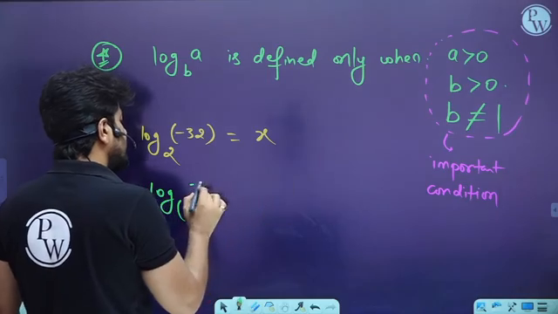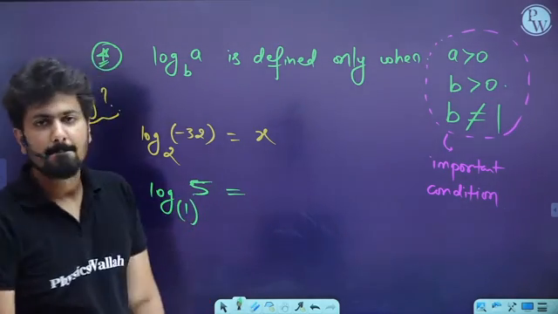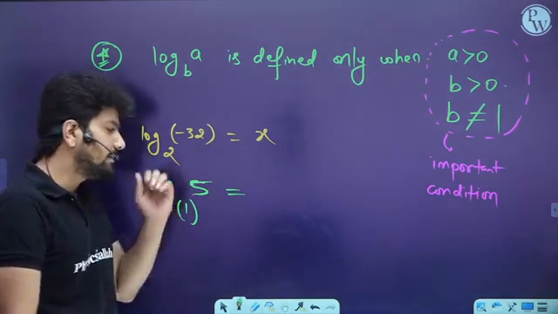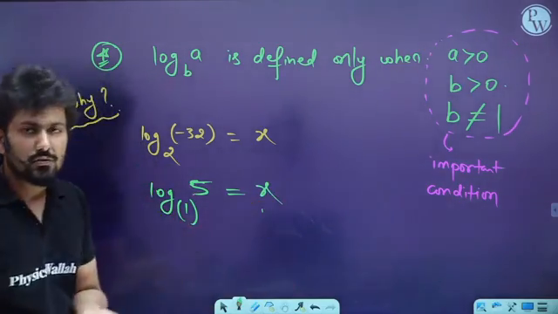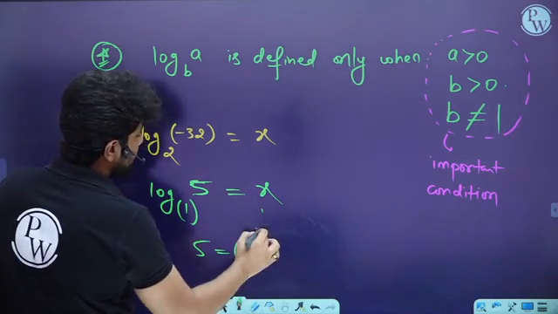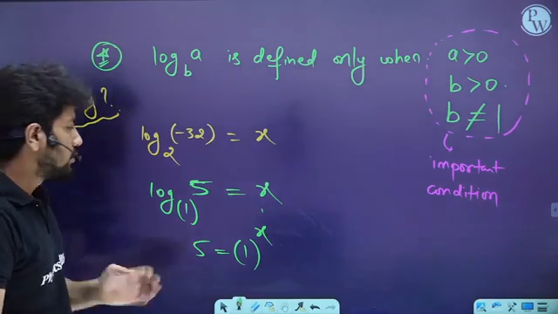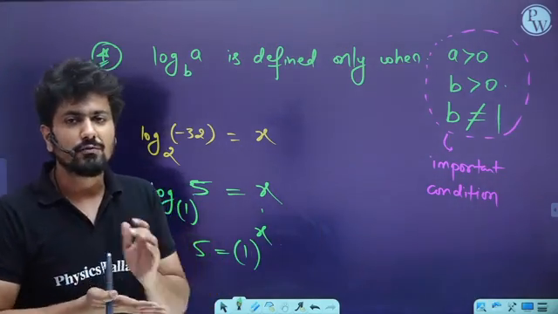You can take, let's say, log of 5 to the base 1. Okay. Now, can you tell me what's the value? Suppose you take this value equal to x. Then if you convert this into the exponential form, 5 is equal to 1 raised to the power x. What power of 1 is equal to 5? There isn't any power of 1 that is equal to 5.